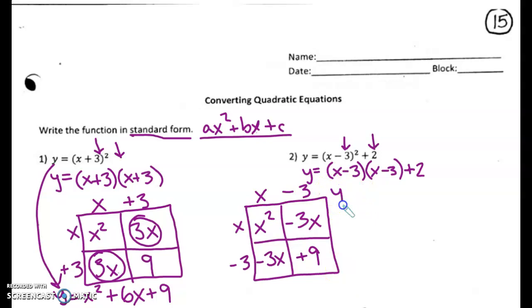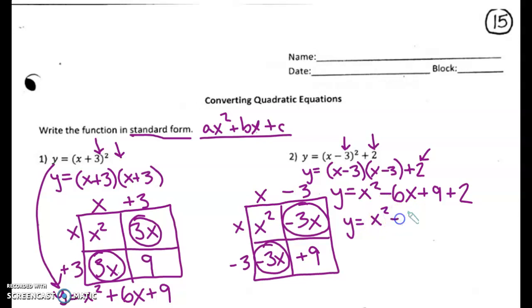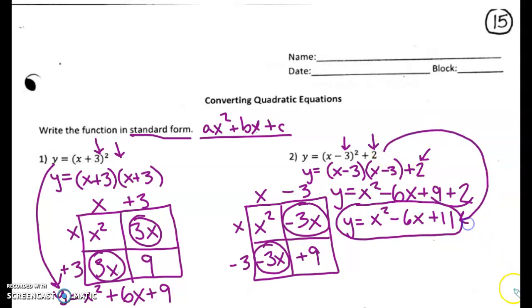Okay, so let's go ahead and put what we got. So I got an x squared. I got a negative 3x and a negative 3x, which adds together to be a negative 6x. And I got a positive 9. But don't forget, I have this plus 2 just chilling. So I need to add a 2 in the back. So when I put it together, I get y equals x squared minus 6x plus 9 plus 2, which is 11. So this is my final answer from vertex form to standard form.